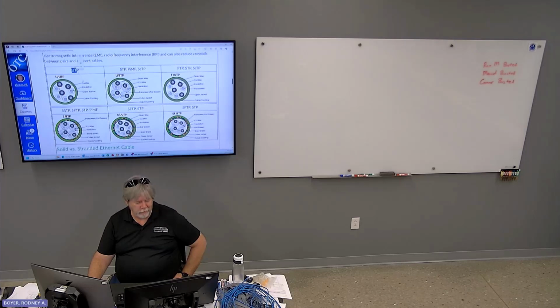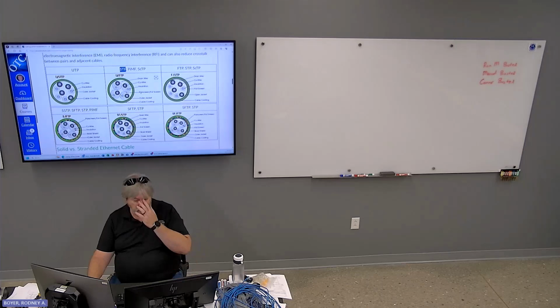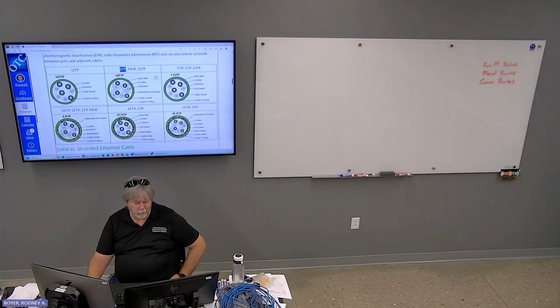UTP is the most basic one. Unshielded twisted pair, it's just the twisted pairs and the outer jacket, nothing special about it. Then you've got the STP, shielded twisted pair. You have each pair twisted together. Then there's an outer shield.